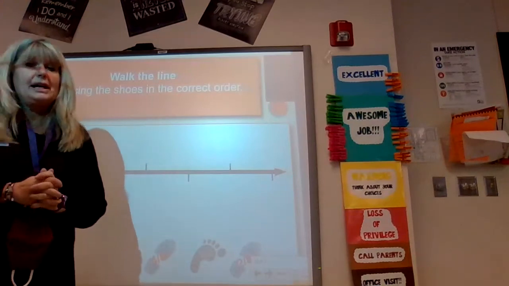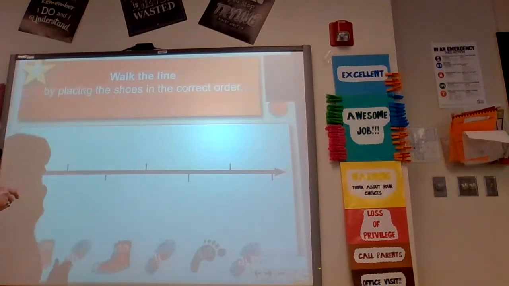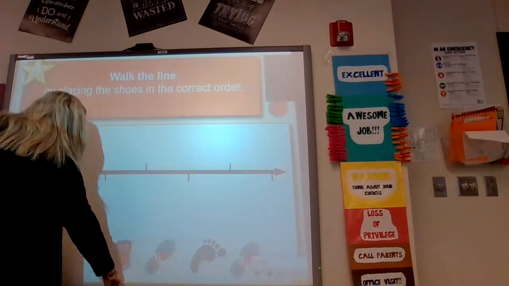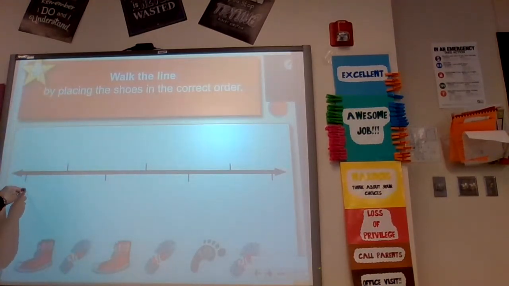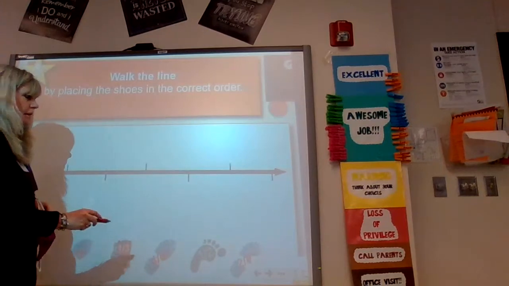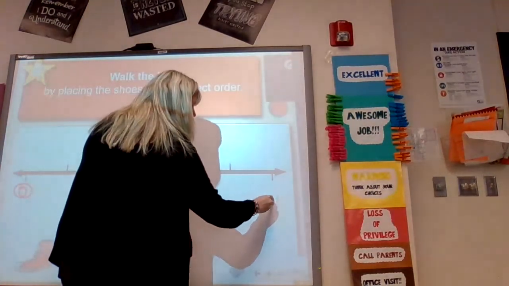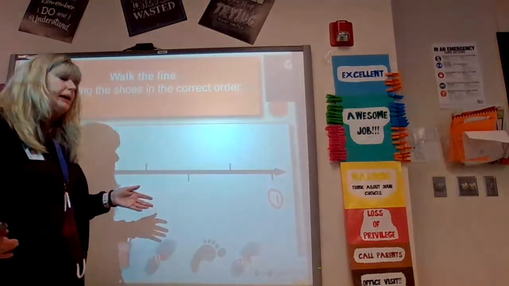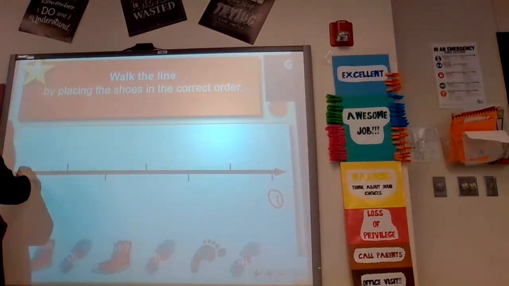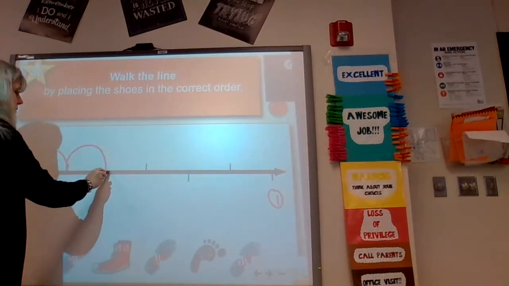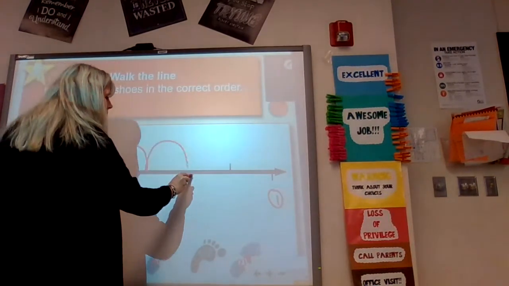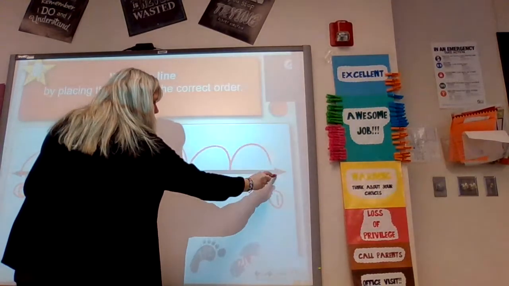Okay, this one. Ooh, this one's a little challenging. Well, the first thing I'm going to go ahead and do is circle my benchmarks, create my benchmarks. This is from 0, and this is to 1. I'm going to go ahead and do my hops. So 1, 2, 3, 4, 5, 6.